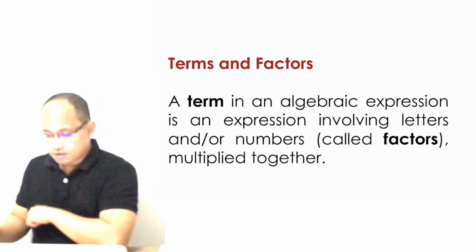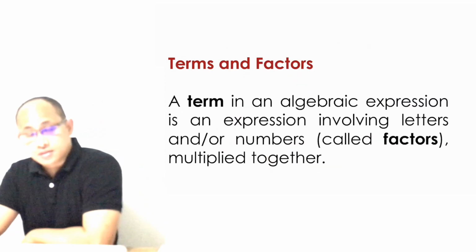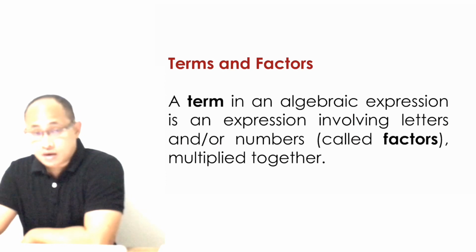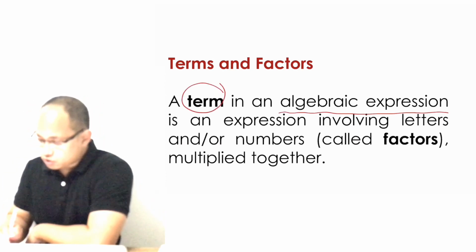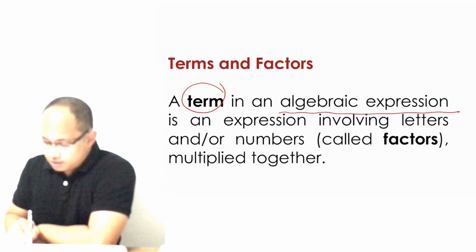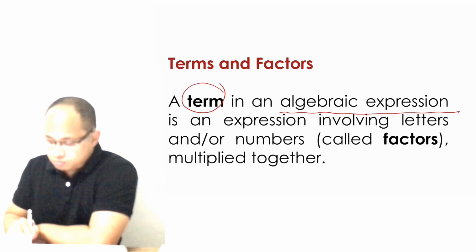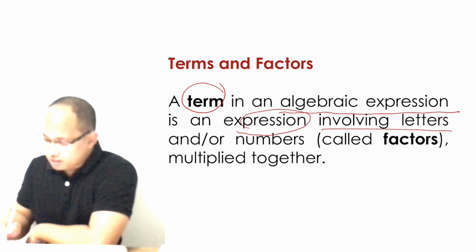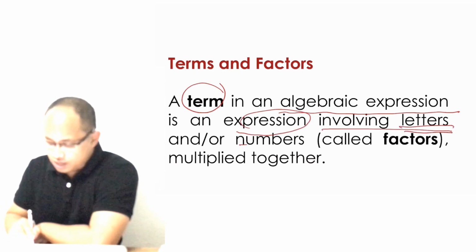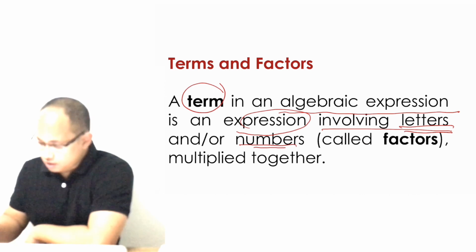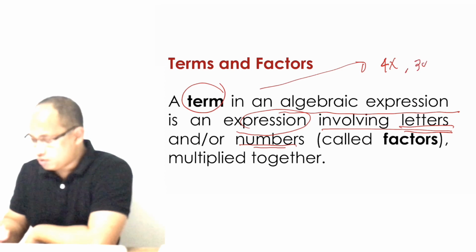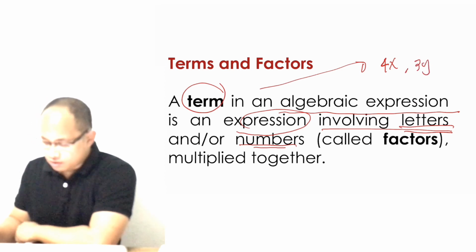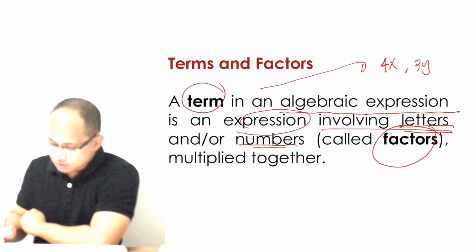Next, terms and factors. What do we mean by term, and what are factors? A term is an algebraic expression involving letters and numbers. For example, for terms we have 4x, that's one term. You have 3y, that's a term.